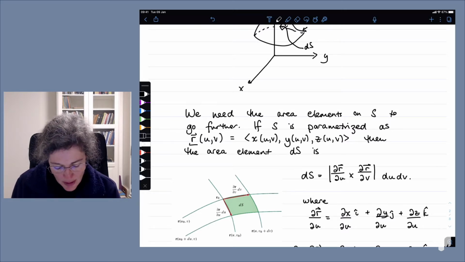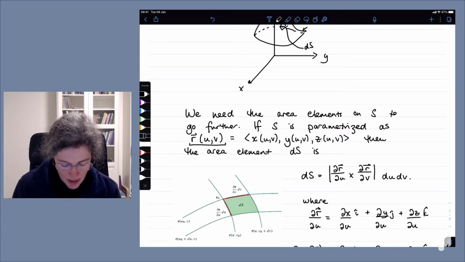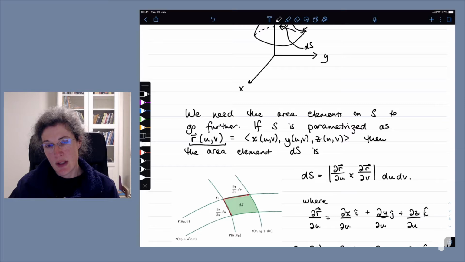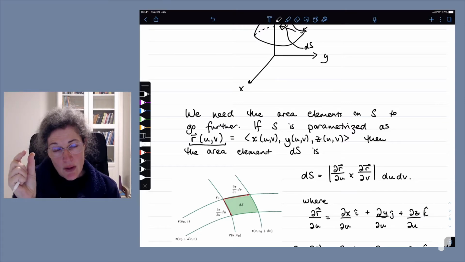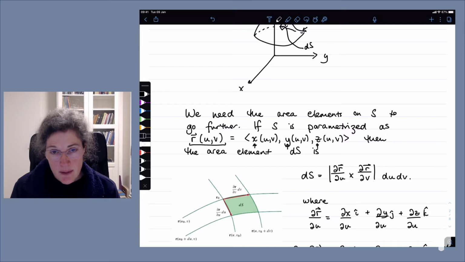So in this case, if we're parameterizing a surface, we have two parameters, a u and a v. So basically, we have our vector r, which depends on our two parameters u and v. When we had only one parameter, we were using t, but here we're using u and v. And for every pair of values u and v, we get out of our parameterization a value of x, y, and z.